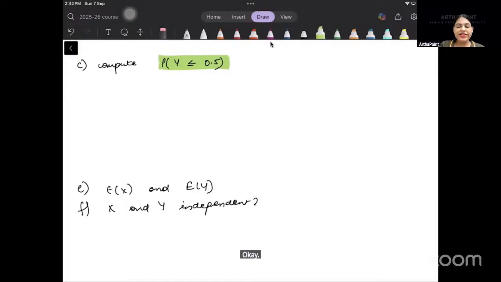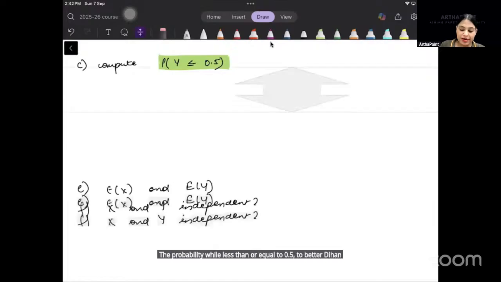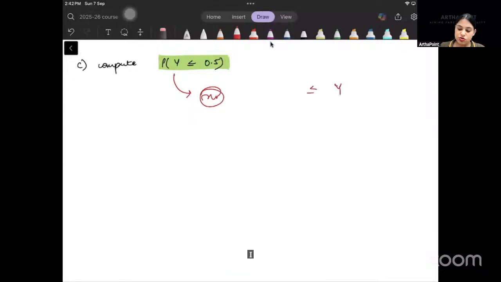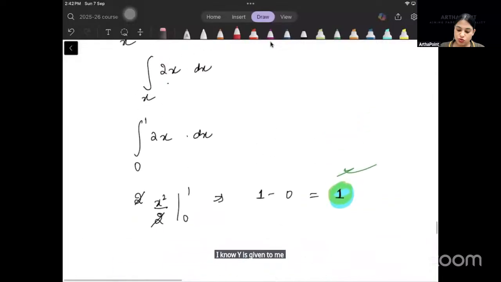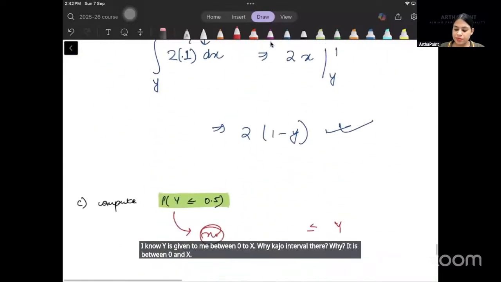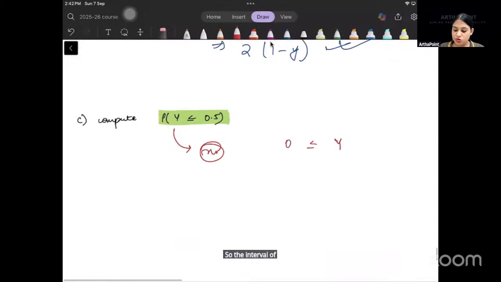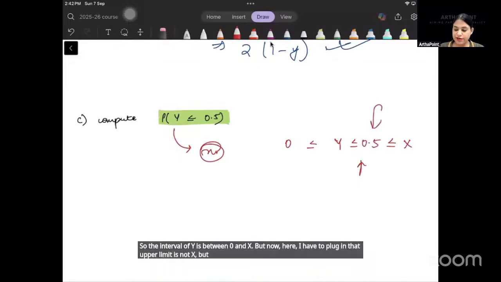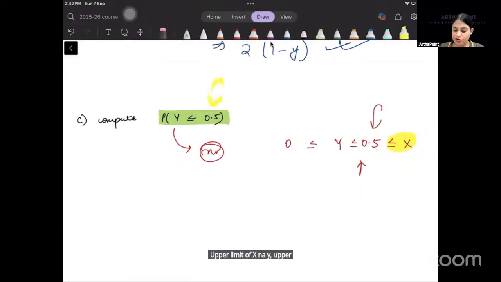तो probability y less than equal to 0.5. तो बेटा ध्यान से सुनना, probability है माने एक नंबर आंसर होना चाहिए. It will be a number. First of all, I know y is given to me between 0 to x. y का जो interval दिया हुआ है, it is between 0 and x. But now here I have to plug in that upper limit is not x but 0.5. Upper limit of x नहीं है, upper limit is 0.5.